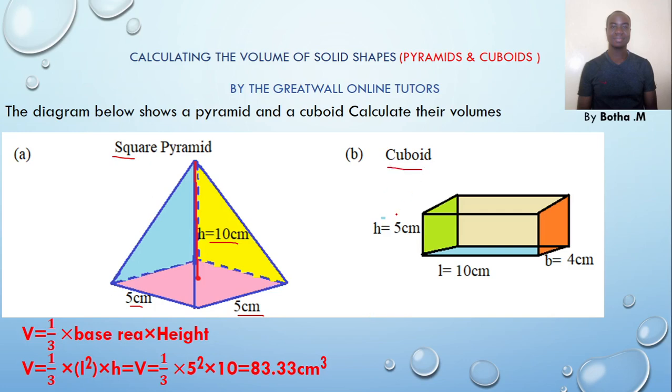Good. Now next, we calculate the volume of this cuboid. The cuboid has the sides: the height, the length, and the breadth. Now, the volume is given by V is equal to L times B times H. We'll simply substitute. H is 5, L is 10, and B is 4, which will give us volume is equal to 200 centimeters cubed.